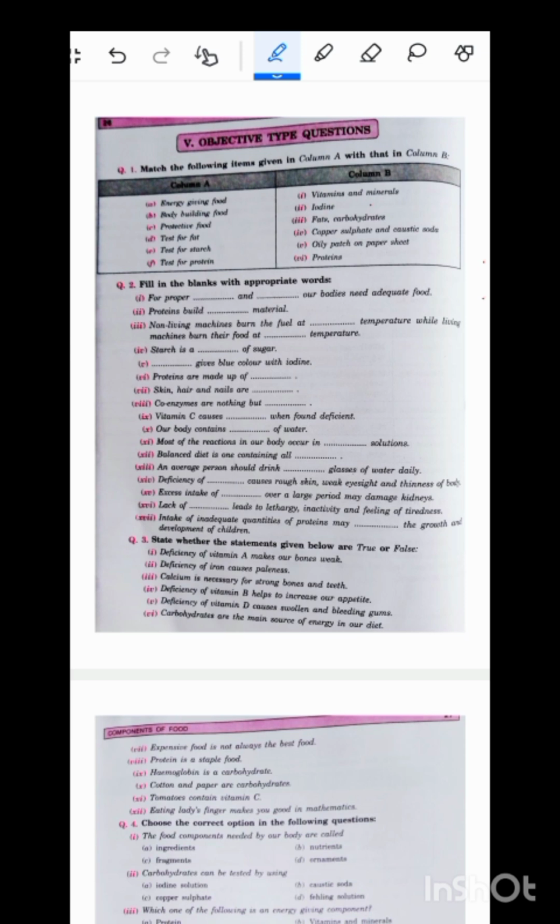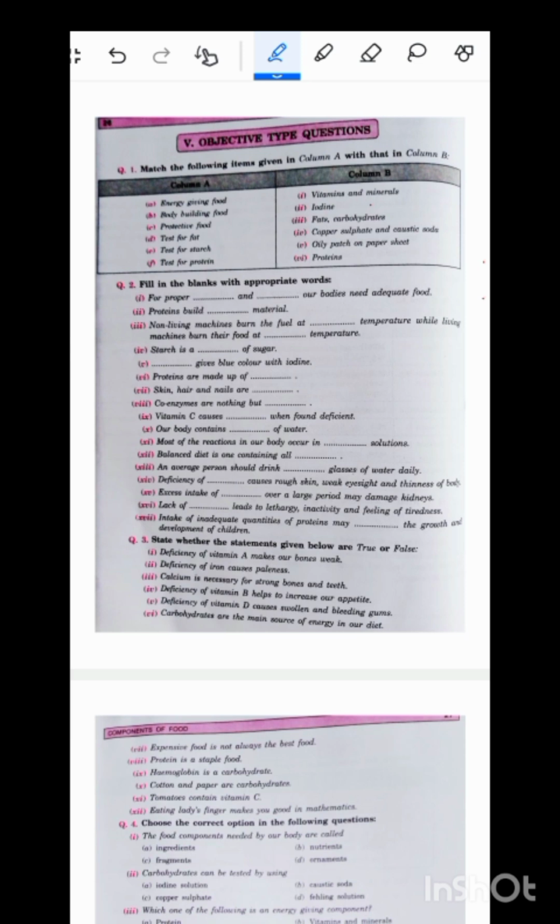So coming to the fill in the blanks type questions. For proper dash and dash of our body, we need adequate food. For proper growth and maintenance, our body needs adequate food. Protein builds dash material. Protein builds body material. Question number 3. Non-living mechanisms burn fuel at high temperature, while living mechanisms burn their food at low temperature. Starch is a dash sugar. Starch is a polymer sugar. Dash gives blue color with iodine. Starch gives blue color with iodine.